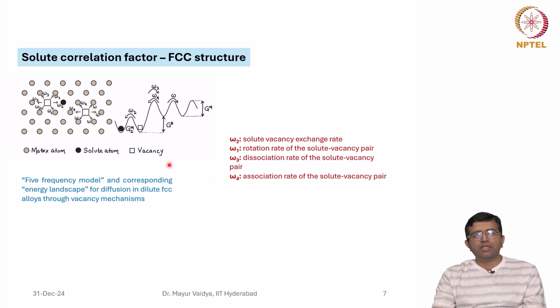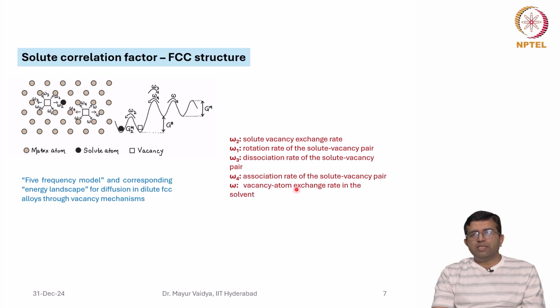Omega 4 is nothing but the association rate of the solute vacancy pair. So, for example, a vacancy is lying a little far from the solute, and now it comes into a position where it forms a pair with the solute atom. This is called the association rate of the solute vacancy pair. So, this vacancy was here, where it was surrounded by all the matrix atoms. It makes an exchange with this atom here. Now, the solute vacancy pair will be created. This is called omega 4. This will also be true when the exchange happens with this atom.